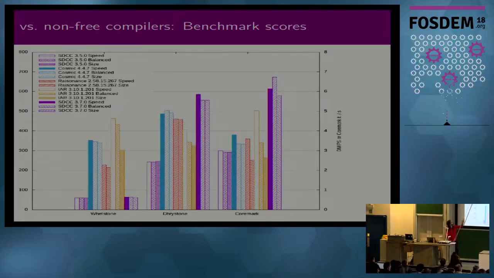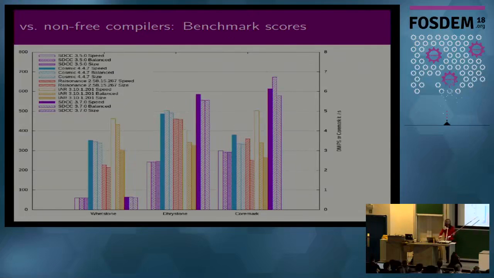Okay. And Cosmic, Raisonance, and IAR are non-free compilers. For Raisonance, I also used the latest version from 2015. It's hard to get a license for the emulation version. For Cosmic and IAR, I used the current version. You can see in Whetstone, which is a floating point benchmark, they get much faster code. SDCC improved a little bit, by about 5 to 10% in those 2 years, but not much.